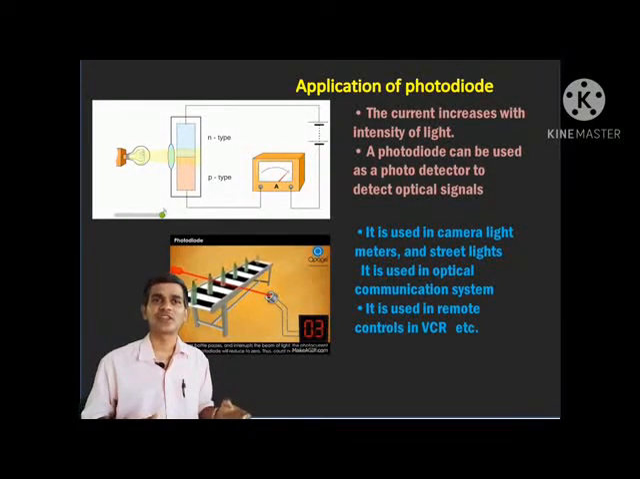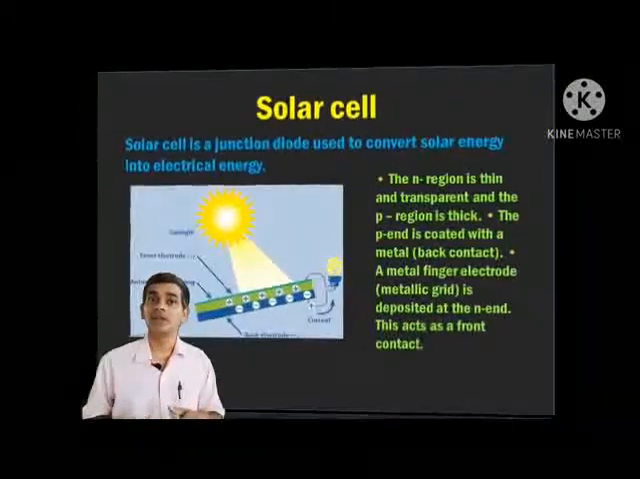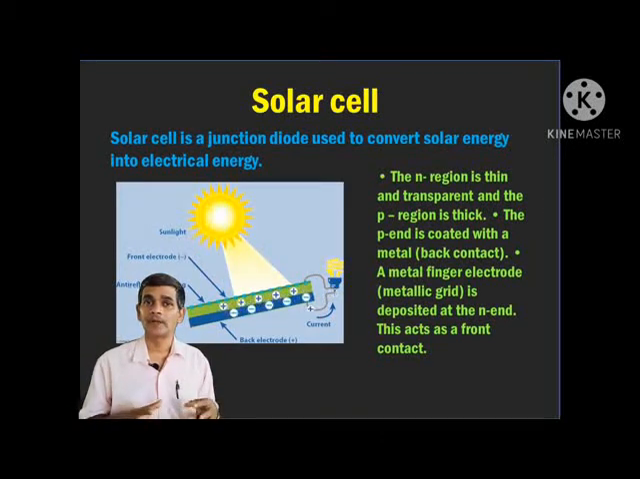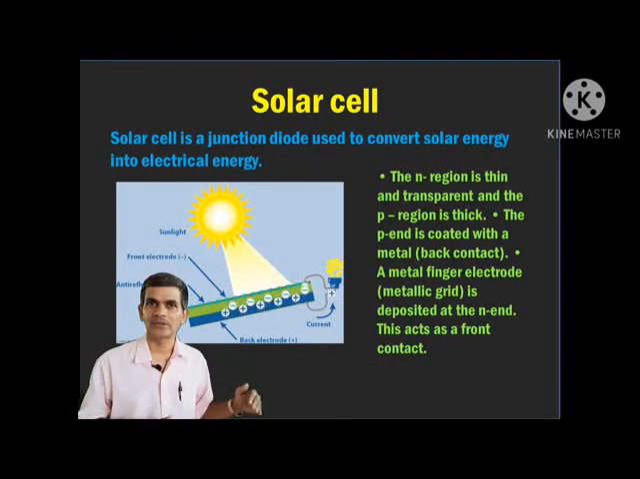Now next is solar cells. A solar cell is a junction diode. It is used to convert solar energy to electrical energy, converting solar light energy to electrical energy by using a semiconductor junction. In this particular solar cell, the N region is thin and transparent, and the P region is thick. The P end is coated with a metal, which is the back contact, as you can observe in the picture, and a metallic grid of finger electrodes is deposited over the N end and acts as the front contact.